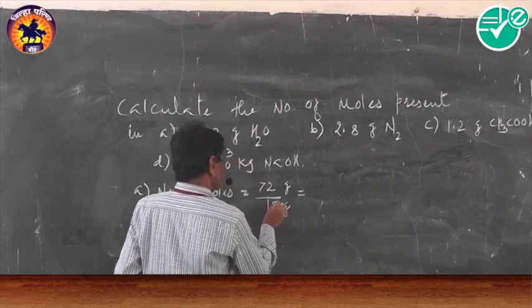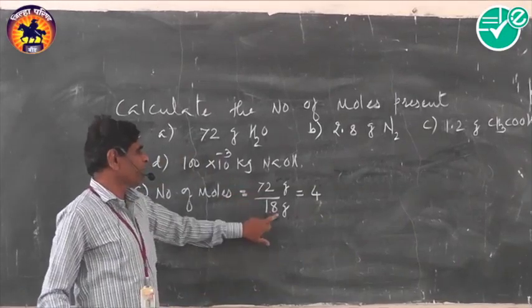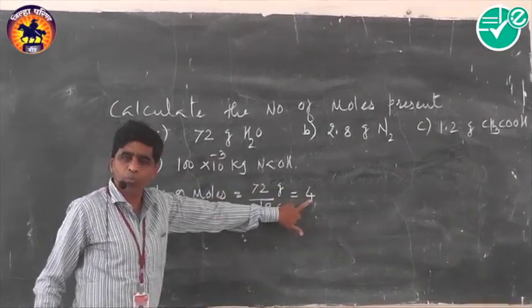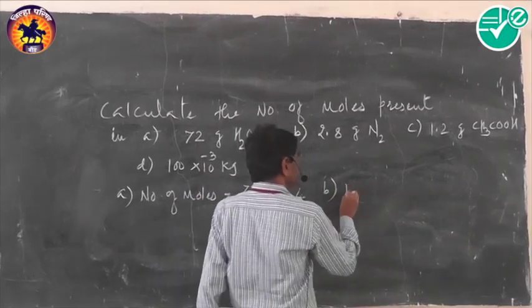72 divided by 18 is 4. And so 72 gram water means how many moles? It is 4 moles.